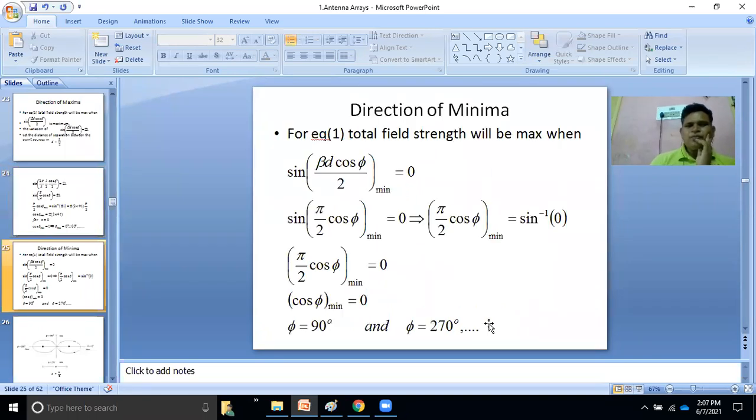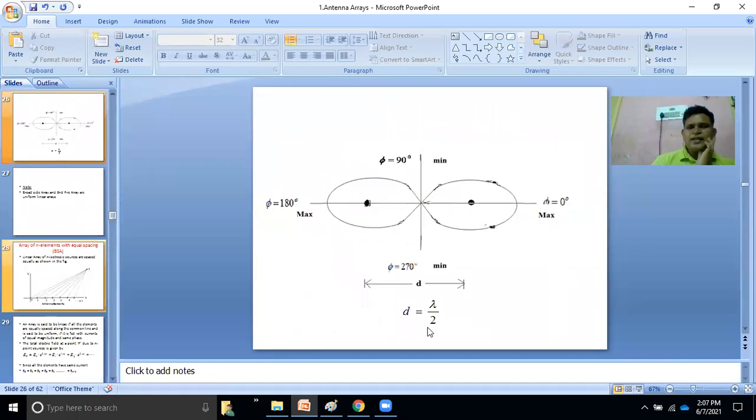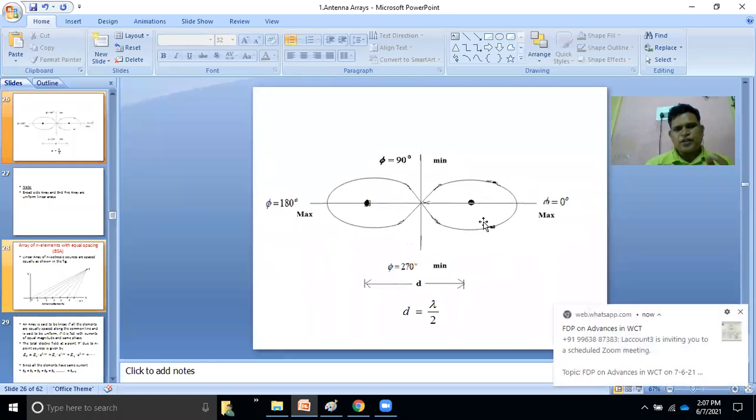Similarly, for the minima, the sine is equal to 0. When cos φ is equal to 0, that is at 90 degrees and 270 degrees. That's why we get the pattern like this. See, by changing the phase of the signal given to the antennas, with the same input, we are able to get different radiation patterns.